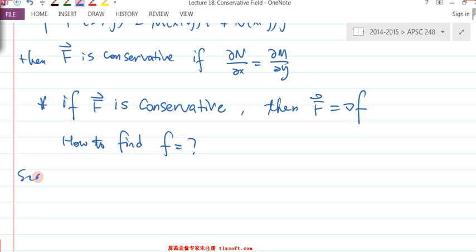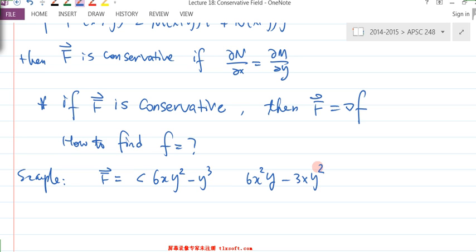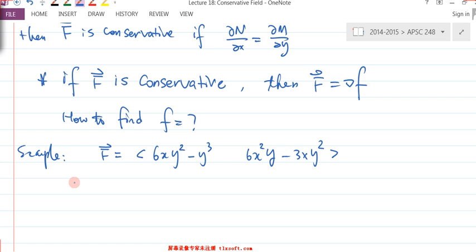So let's take an example. F equals this. So here's my vector field F. In other words, the m function, this is a planar case, so m equals 6xy squared cubed, and n equals this. So m, n equal to this.